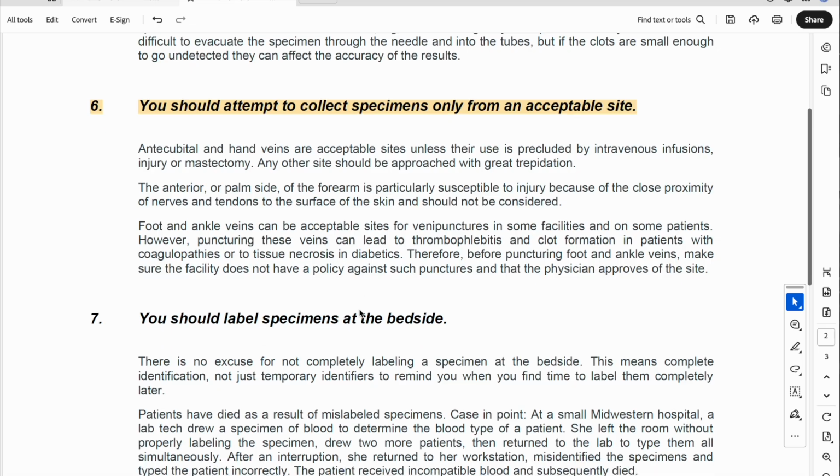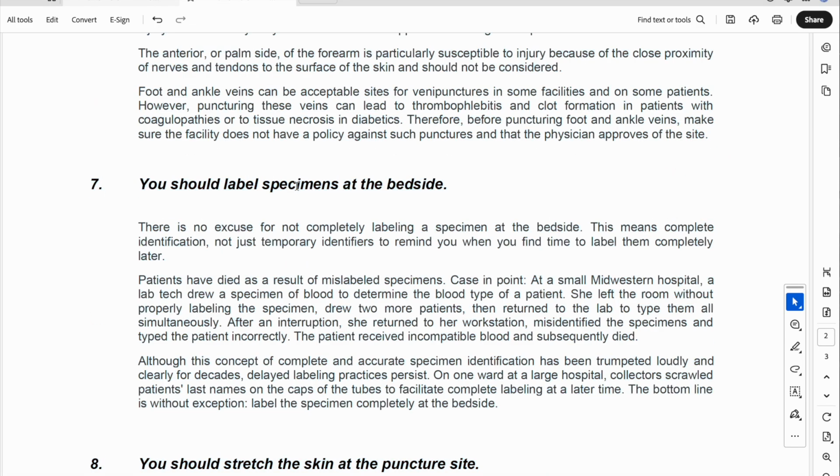Rule number 7. You should label specimens at the bedside. There is absolutely no excuse for not completely labeling specimens at the bedside. This means full identification, not temporary markings intended for later completion. The consequences of mislabeling can be fatal.